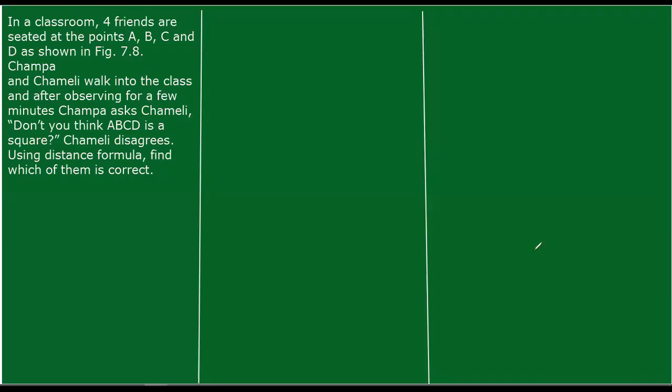Hi students, the fifth question is: in a classroom, four friends are seated at the points A, B, C and D as shown in Figure 7.8. We don't have the figure over here, I will show. Champa and Chameli walk into the class, and after observing for a few minutes, Champa asks Chameli, "Don't you think ABCD is a square?" Chameli disagrees. Using the distance formula, find which of them is correct.